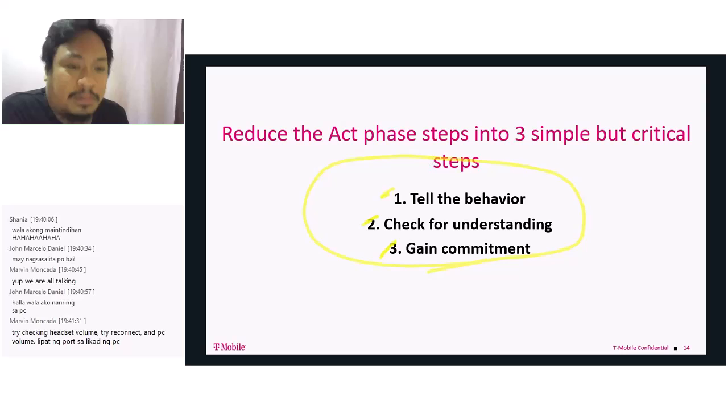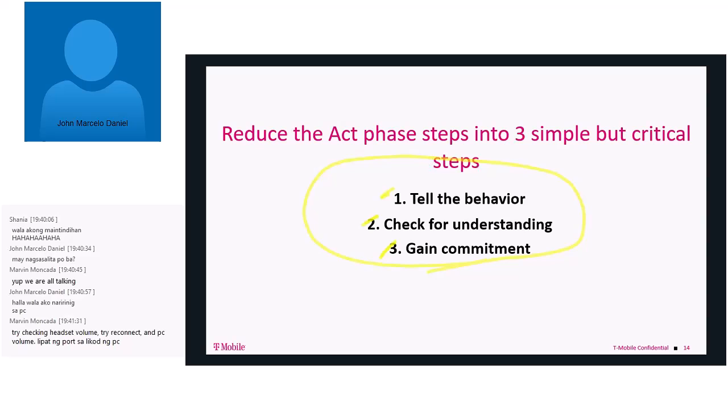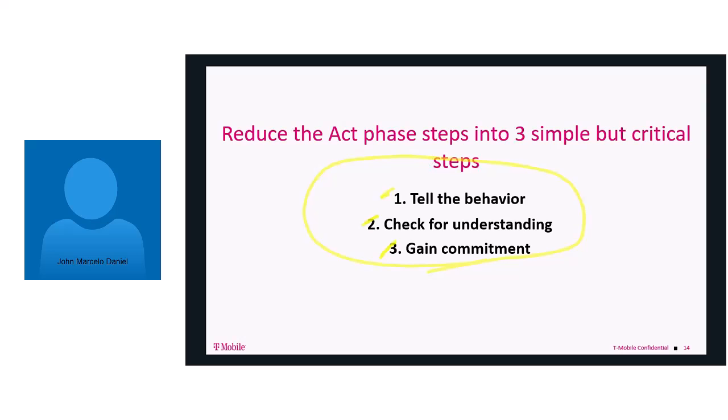Yes. And there you go, Marvin. See the difference of acknowledging our customer's effort for waiting on the line. If I were your customer in that situation, definitely I'll have trust in you. Okay. Thank you, JM. You can go on mute now.